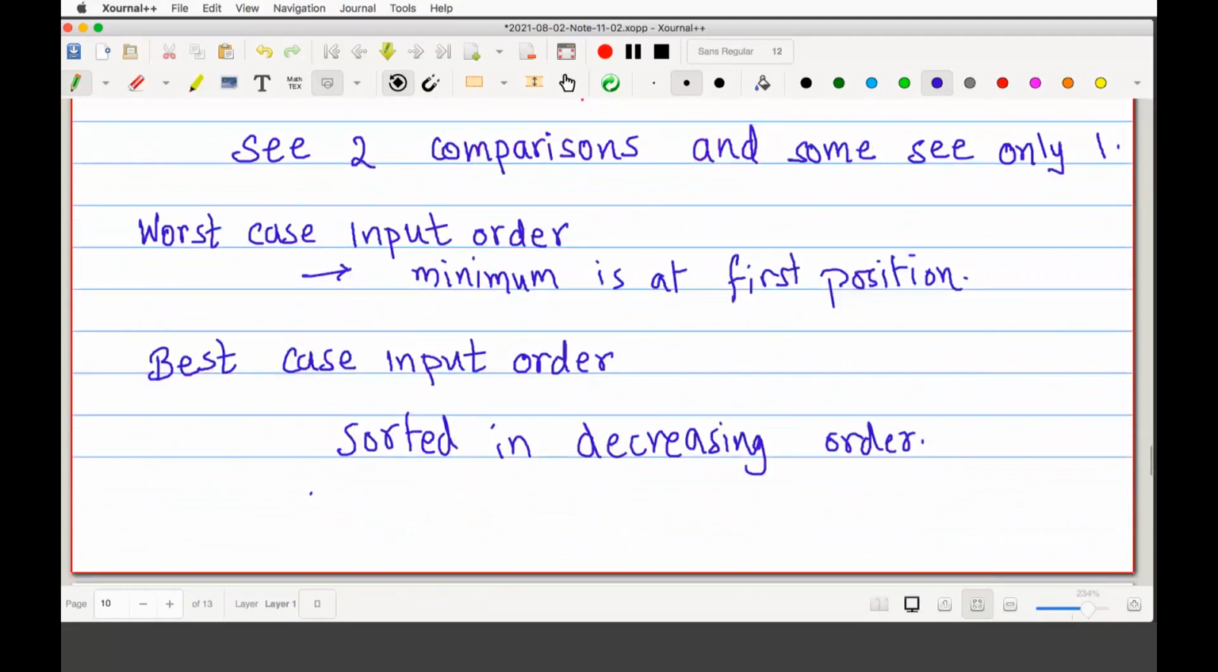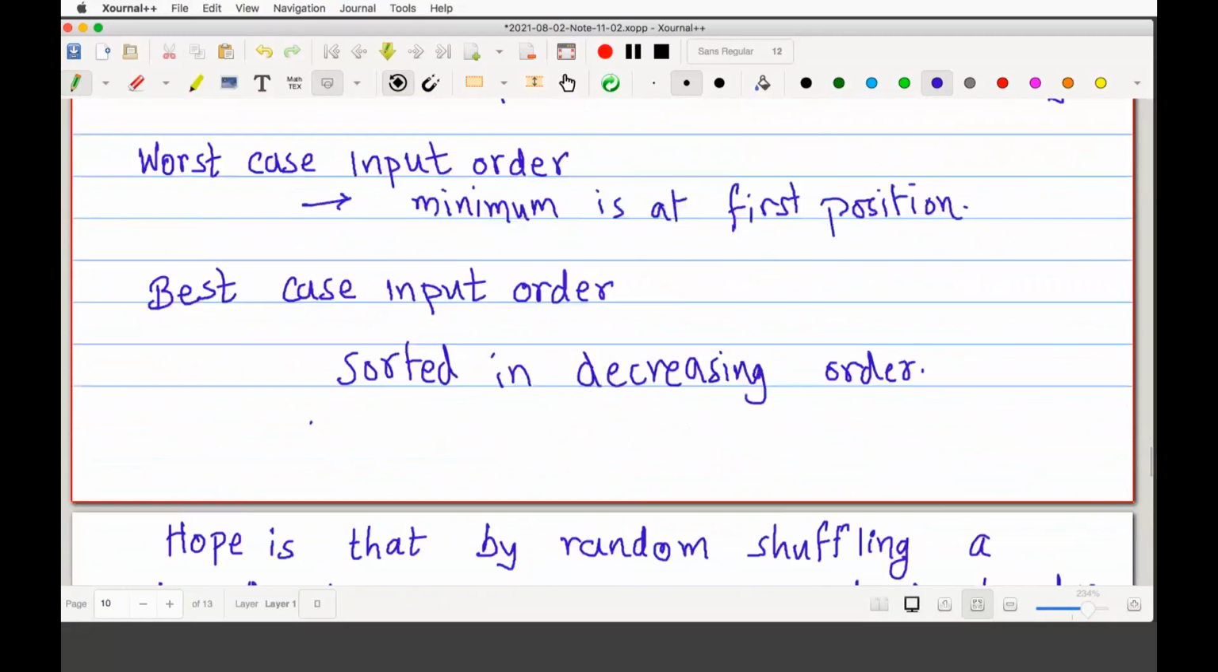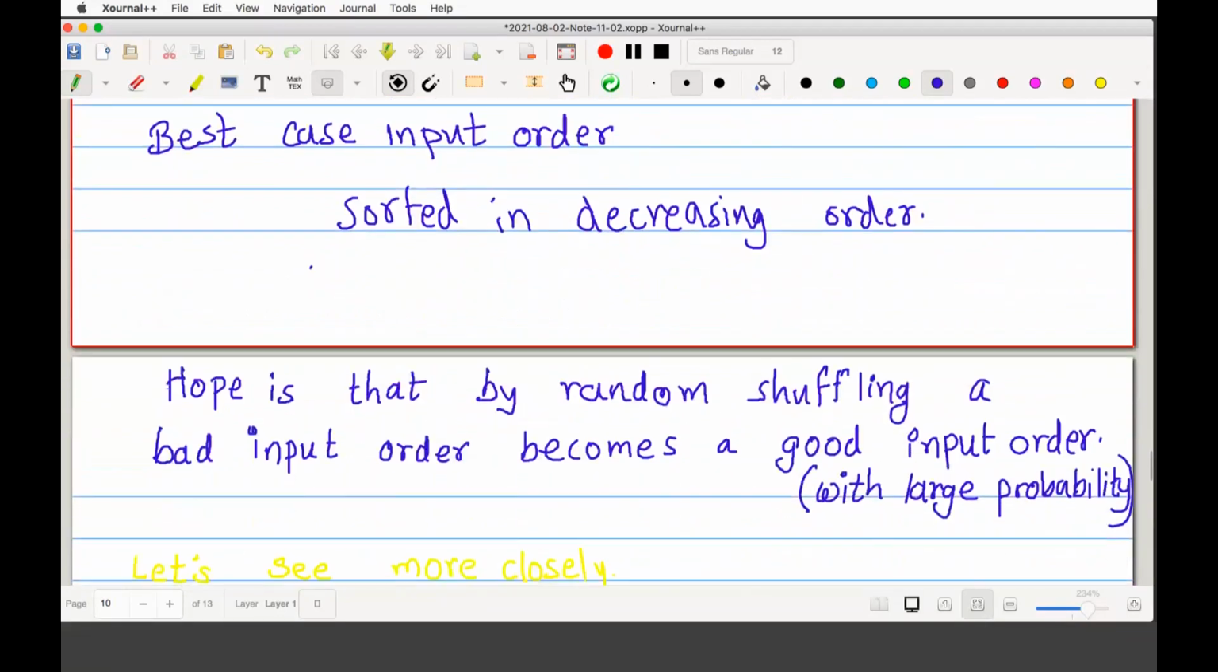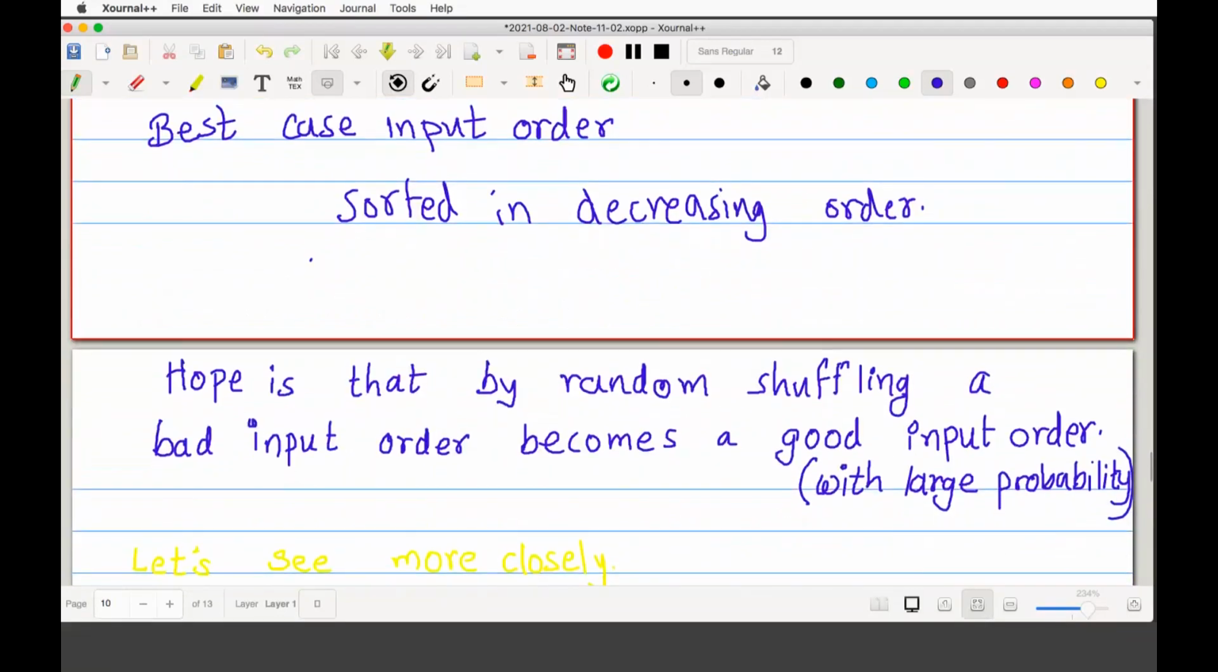That happens when your array is sorted in decreasing order, right? Because if it's sorted in decreasing order, A_i is always less than the current minimum. Okay. So any questions about this random shuffling?